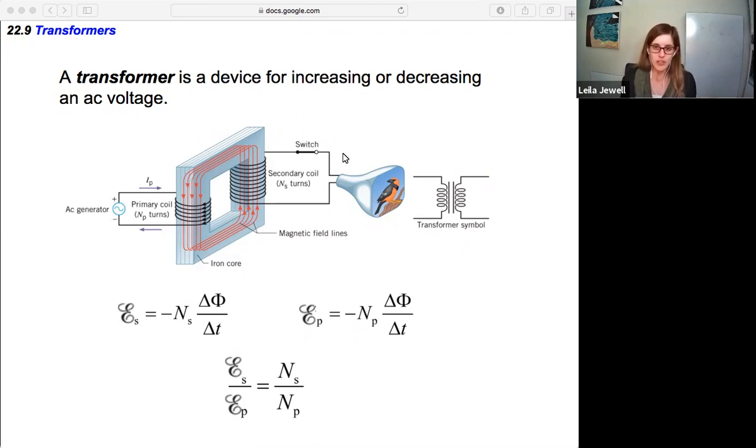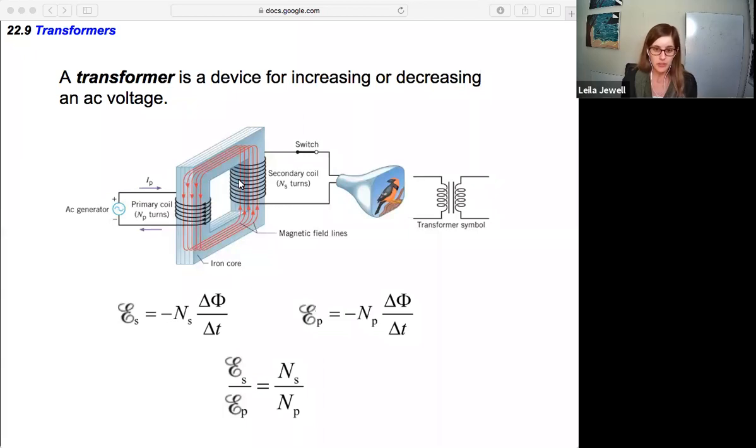The way that it works is we have an AC generator that sends current through the primary coil. This primary coil has an iron core that connects it to a secondary coil. The iron core is easily magnetized, and so it causes the magnetic field lines to pass from one to the other very directly, so that there's very little losses. The secondary coil has another number of turns and can be wired to something else.